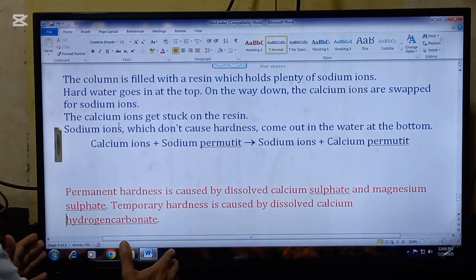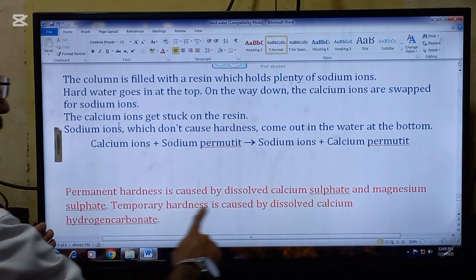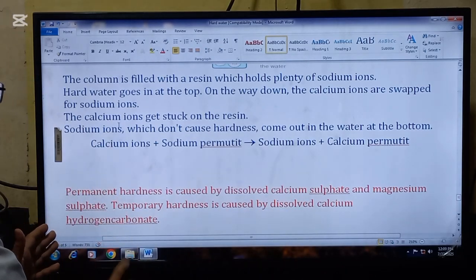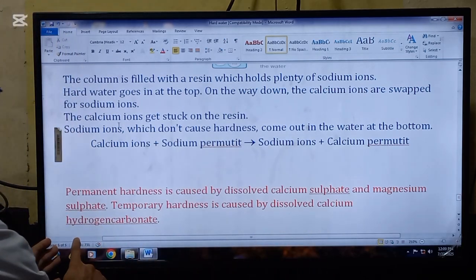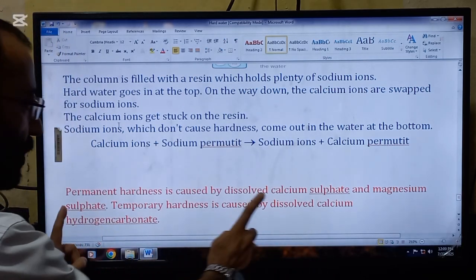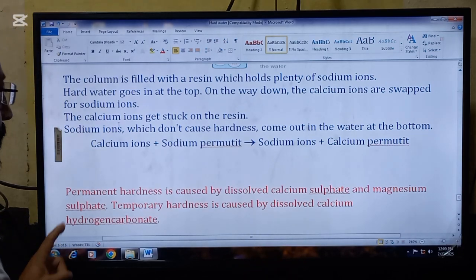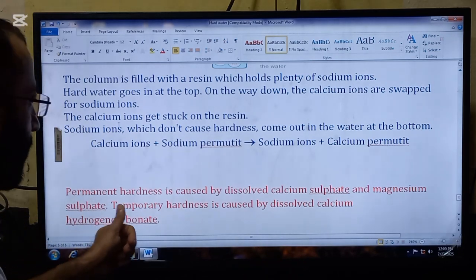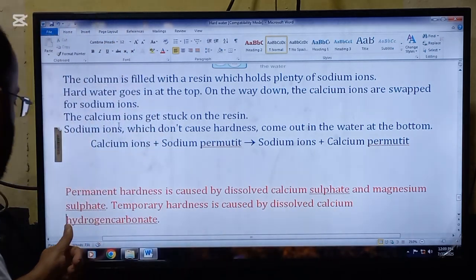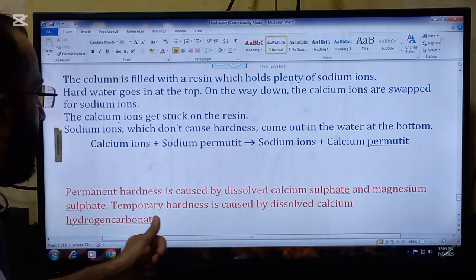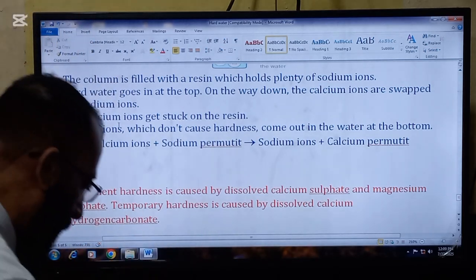Permanent hardness is caused by dissolved calcium sulfate and magnesium sulfate. So this is the reason for permanent hardness, and temporary hardness is caused by dissolved calcium hydrogen carbonate. So remember this point. This is very important as far as your paper 1 and 2 is concerned. So read again. Permanent hardness is caused by dissolved calcium sulfate and magnesium sulfate, whereas temporary hardness is caused by dissolved calcium hydrogen carbonate.